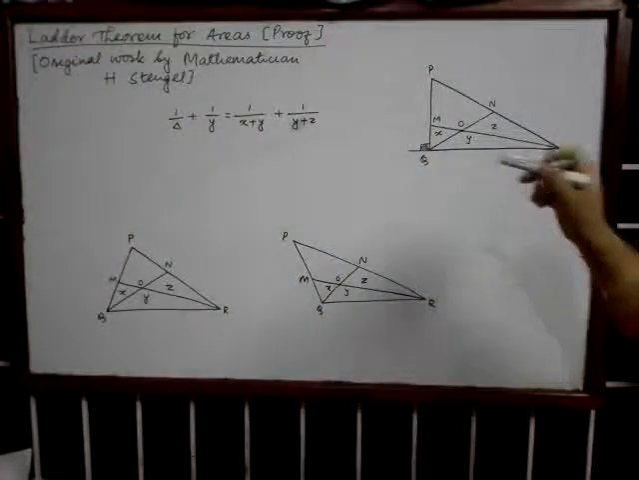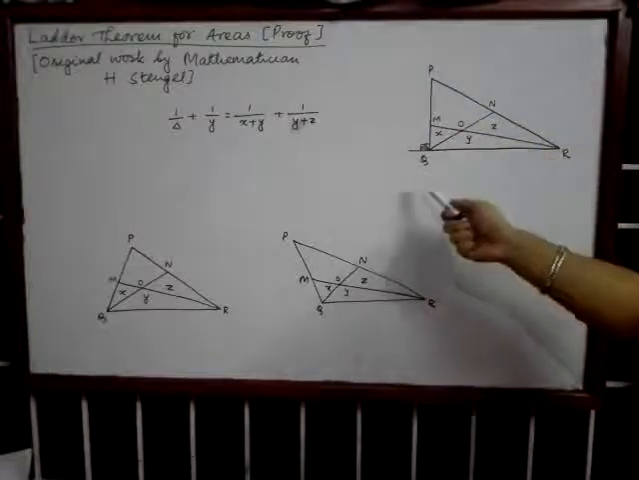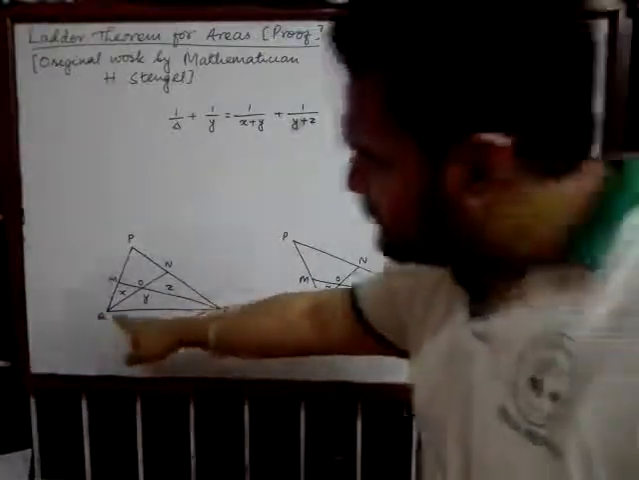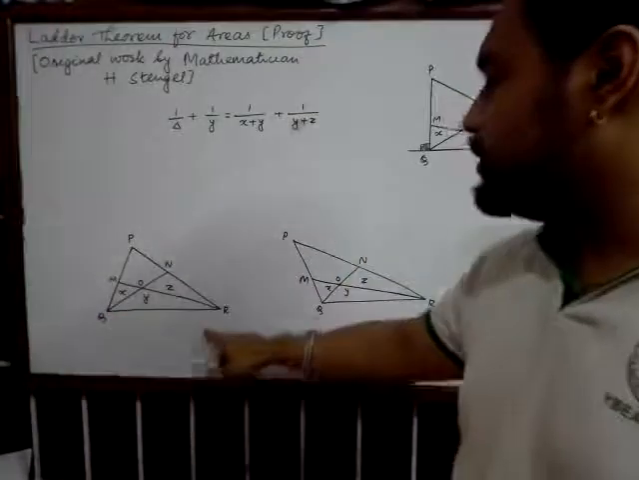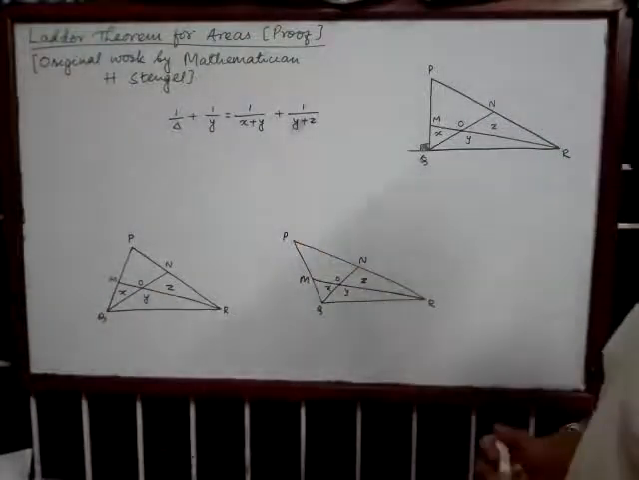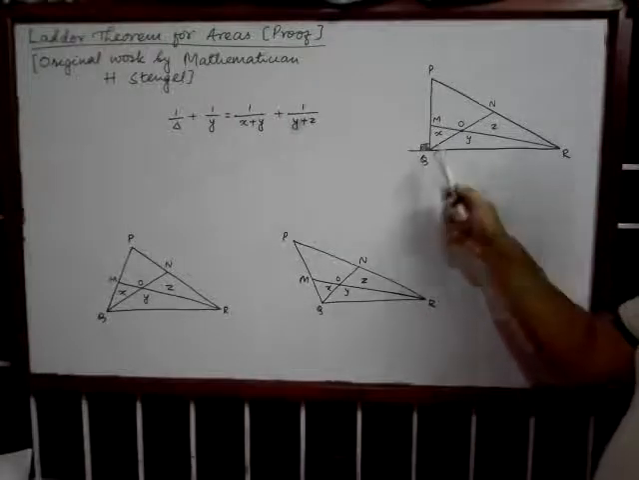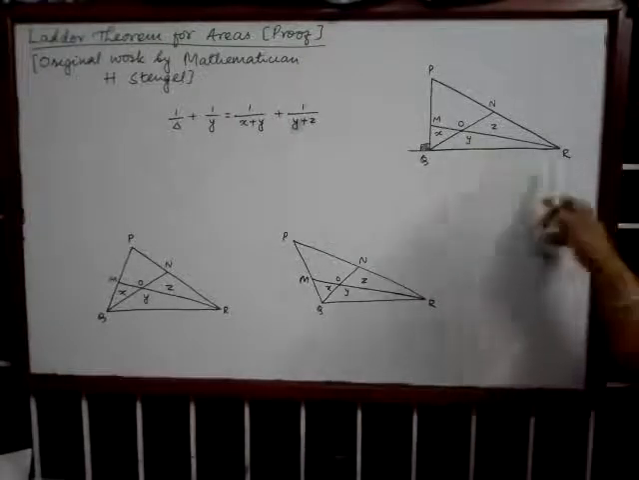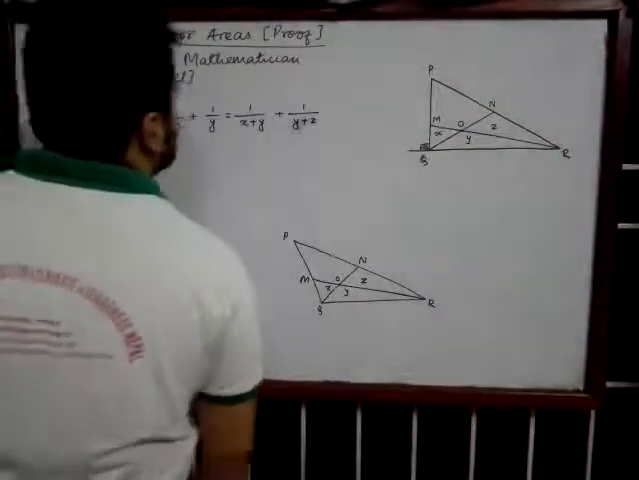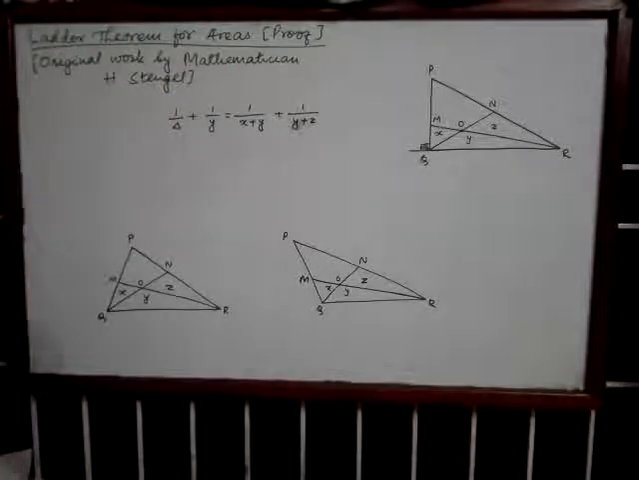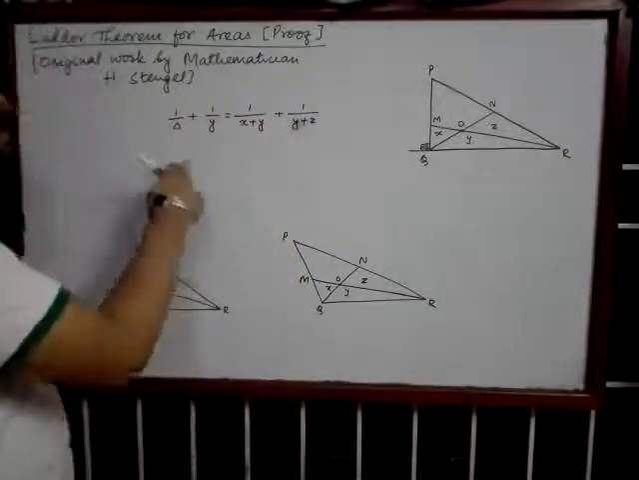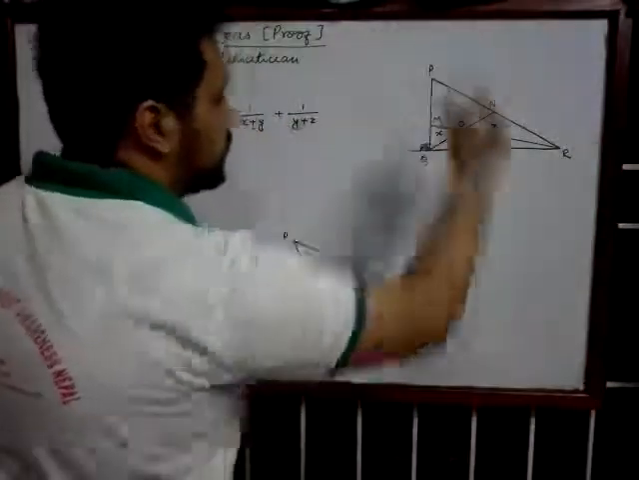Okay, this theorem states that if we have any triangle PQR and consider any two cevians, QN and RM, any two cevians. Let's denote the area of triangle MOQ by X, QOR by Y, and RON by Z. Then this relation holds: 1 over delta plus 1 over Y is equal to 1 over X plus Y plus 1 over Y plus Z, where delta is the area of triangle PQR, the given triangle.